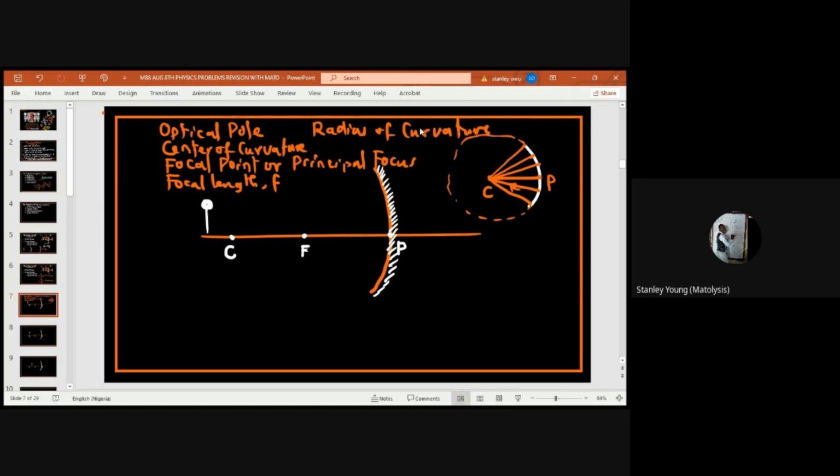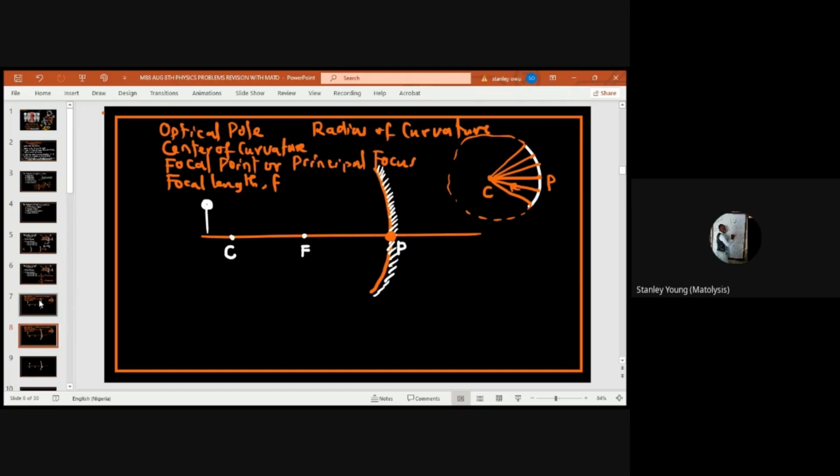So these are things they ask for in the exam hall, I mean, the various definitions. I'll quickly summarize that for you. The optical center or the pole is the geometric center of the mirror. So pole equals the geometric center of the mirror.